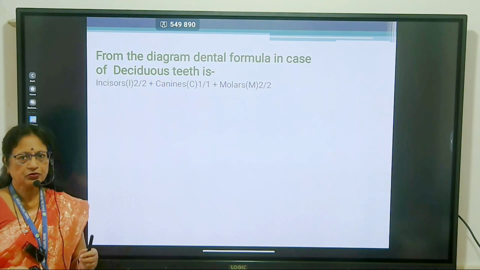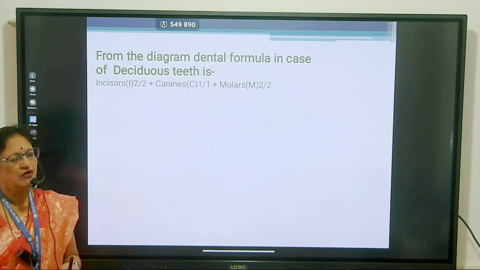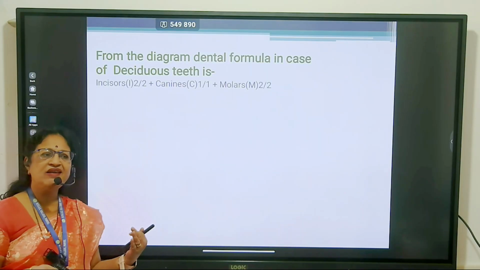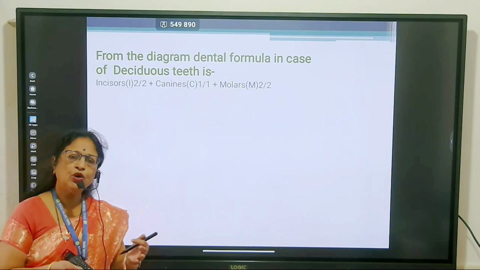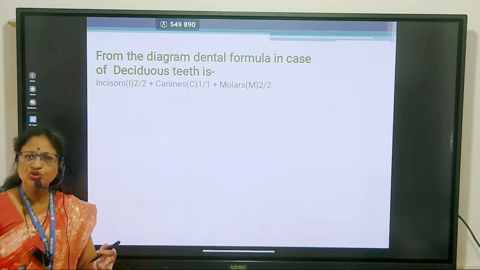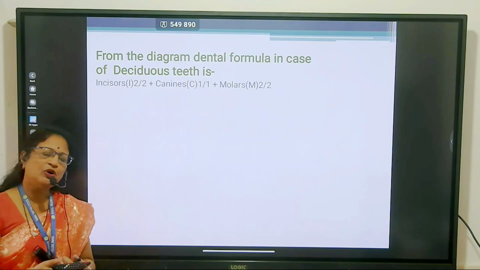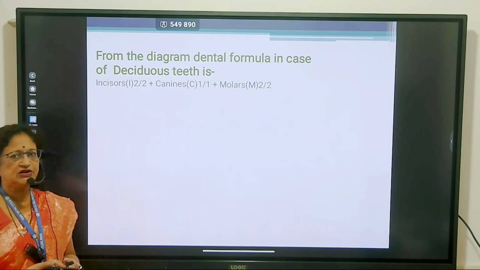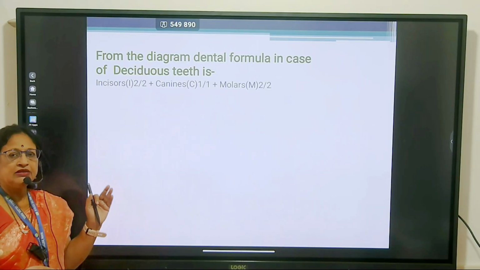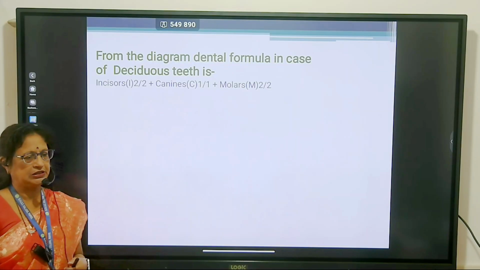Now, next part is the dental formula. Whenever we arrange the teeth according to their number and according to their shape and structure, the formula obtained is called the dental formula. Now see the dental formula of the milk set or deciduous teeth.